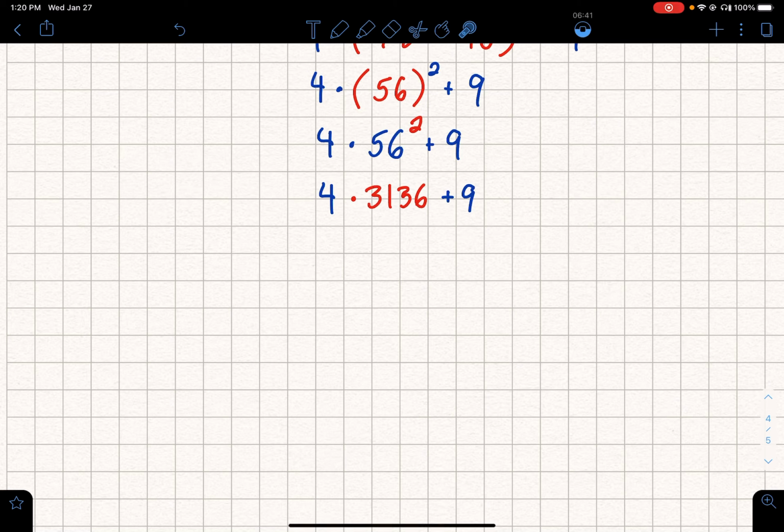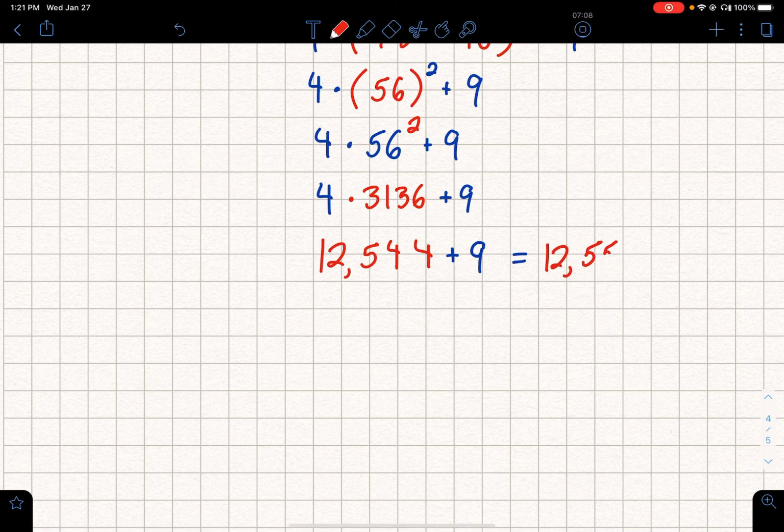12,544. And then our last step is to simply add 9 to this, which is going to give us our final answer for this expression, which is 12,553.